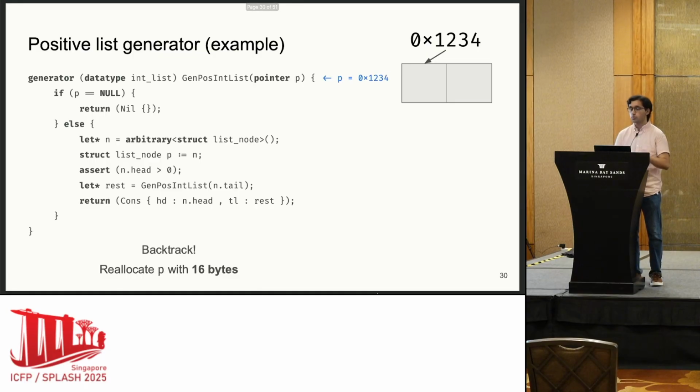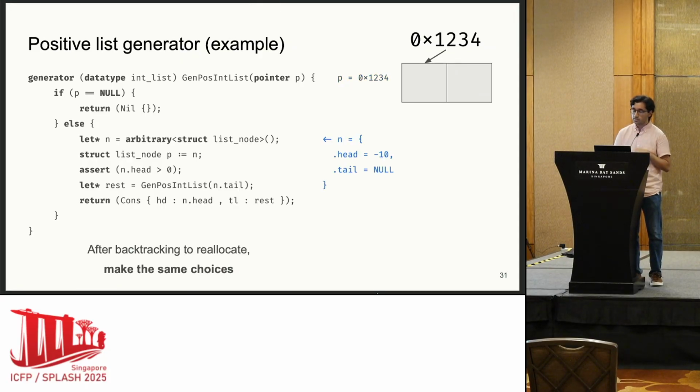And so what we do is we will backtrack. In this case, since p is an argument, we will backtrack to the caller. And we will, importantly, carry information with this failure and say that we need at least 16 bytes. And so p will be reallocated with at least 16 bytes. And then we re-enter this generator.